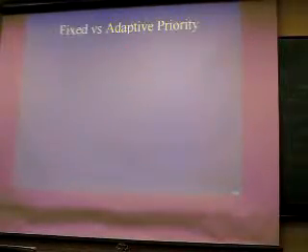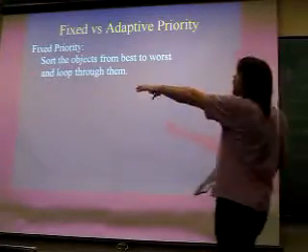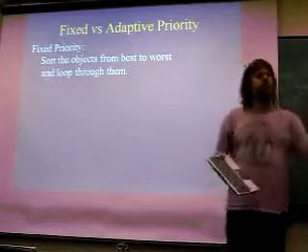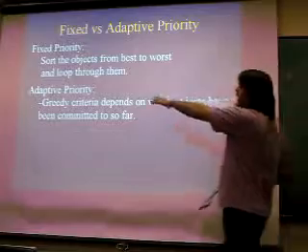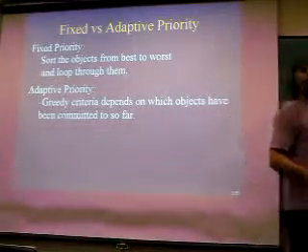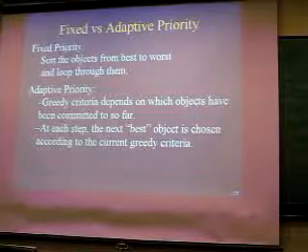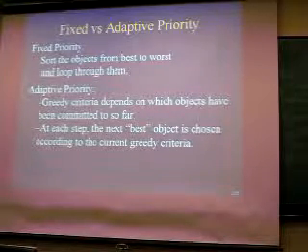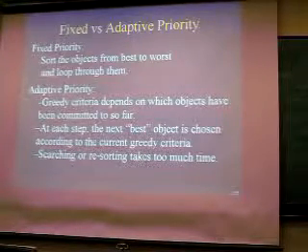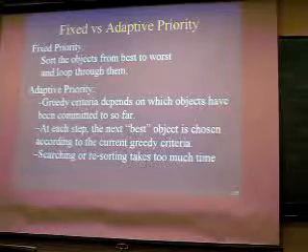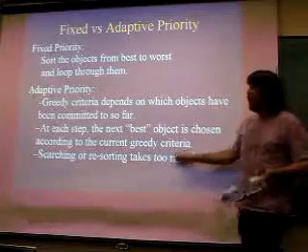So in a fixed priority algorithm, you sort the objects from best to worst once and you loop through them, right? In an adaptive one, the greedy criteria depends on what you've committed to so far, right? And so each step you take the best one according to your current greedy criteria, and then you're allowed to update the criteria, the priority, right? And so then what data structure do we want, right?